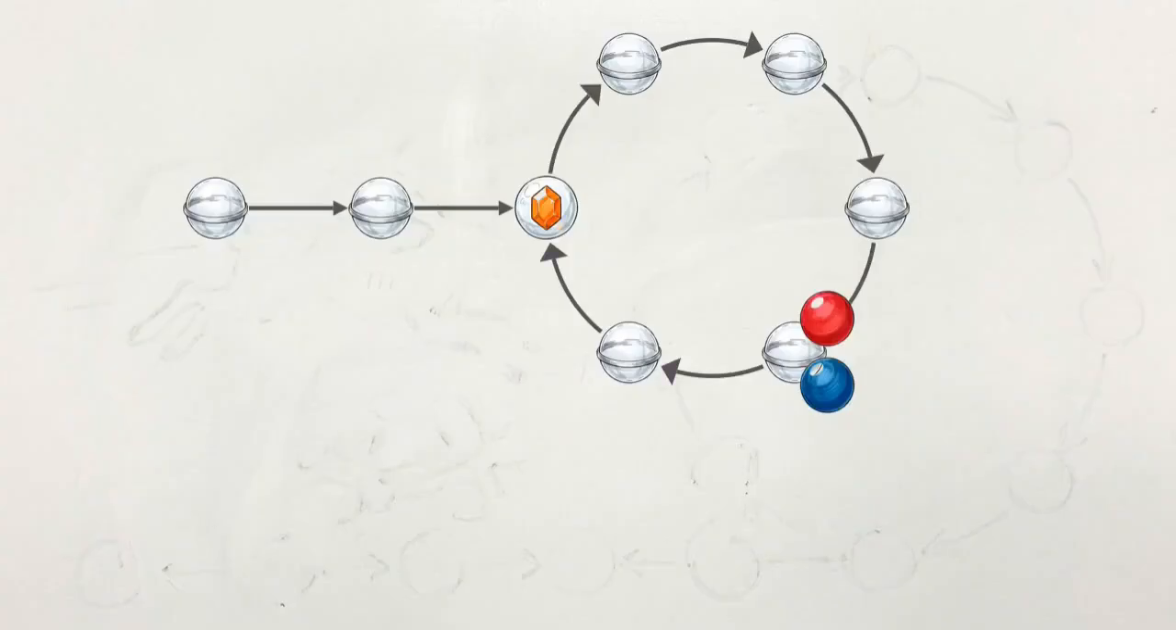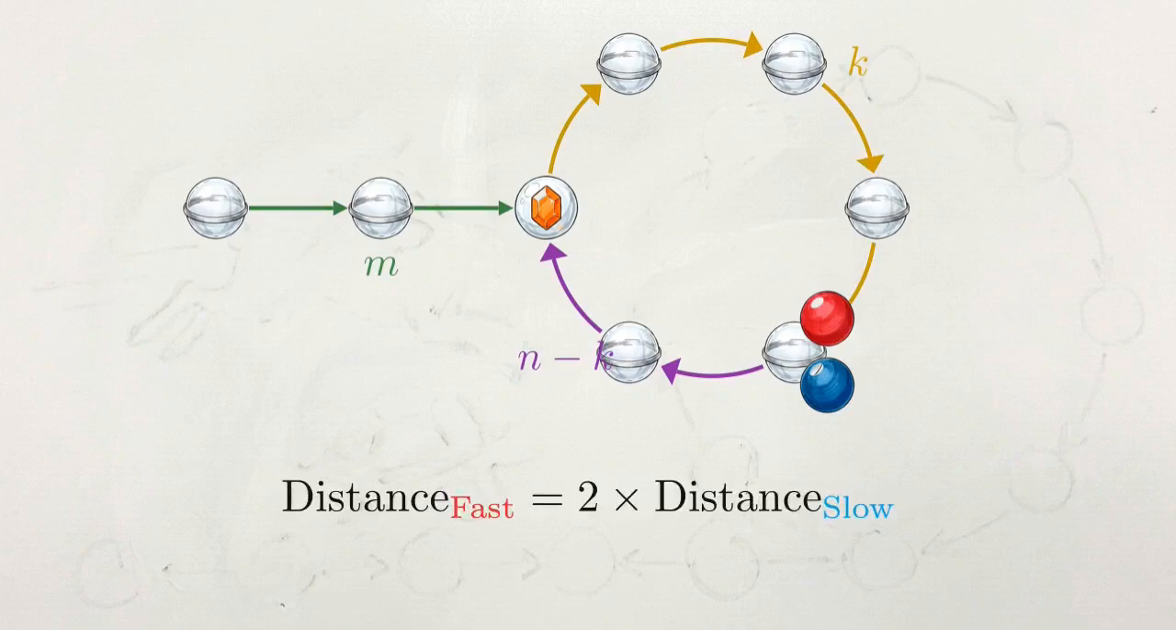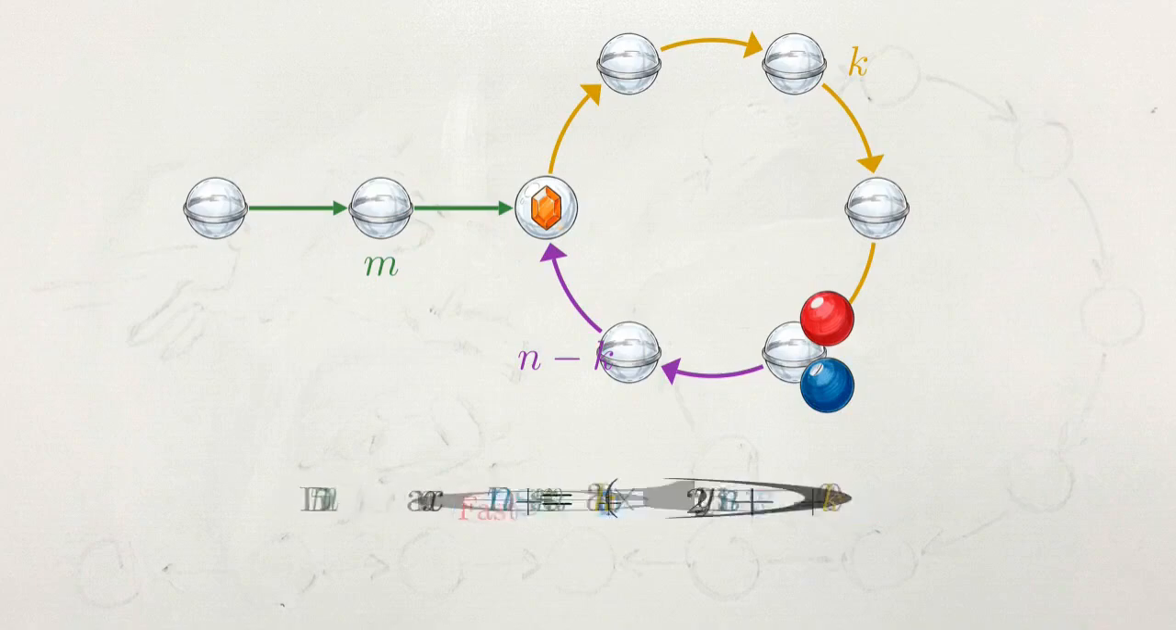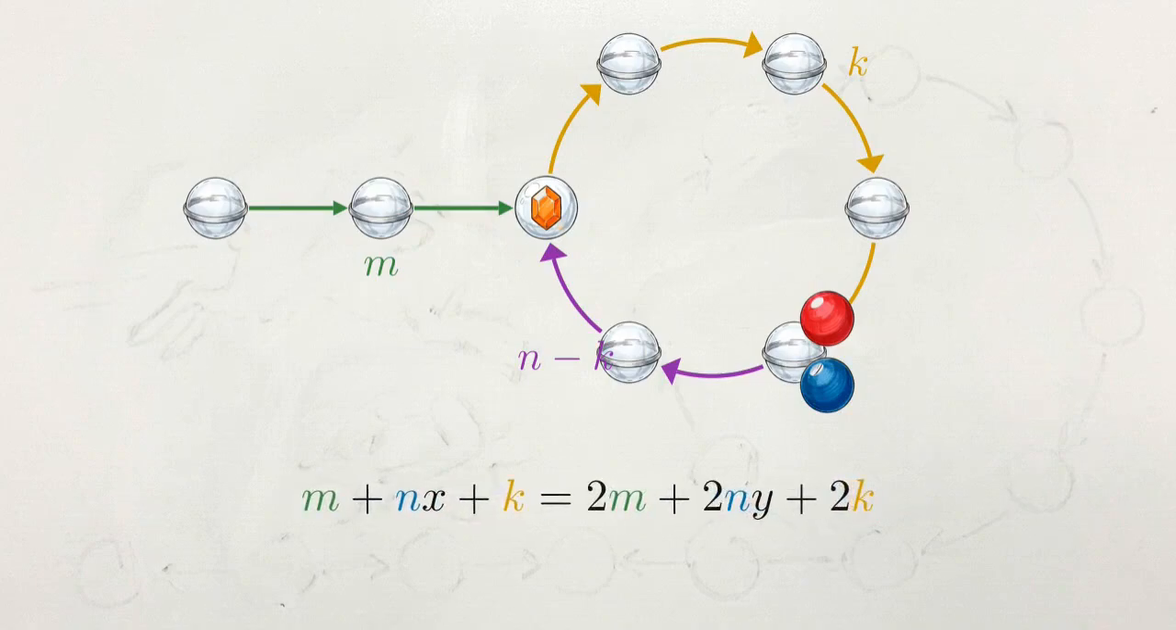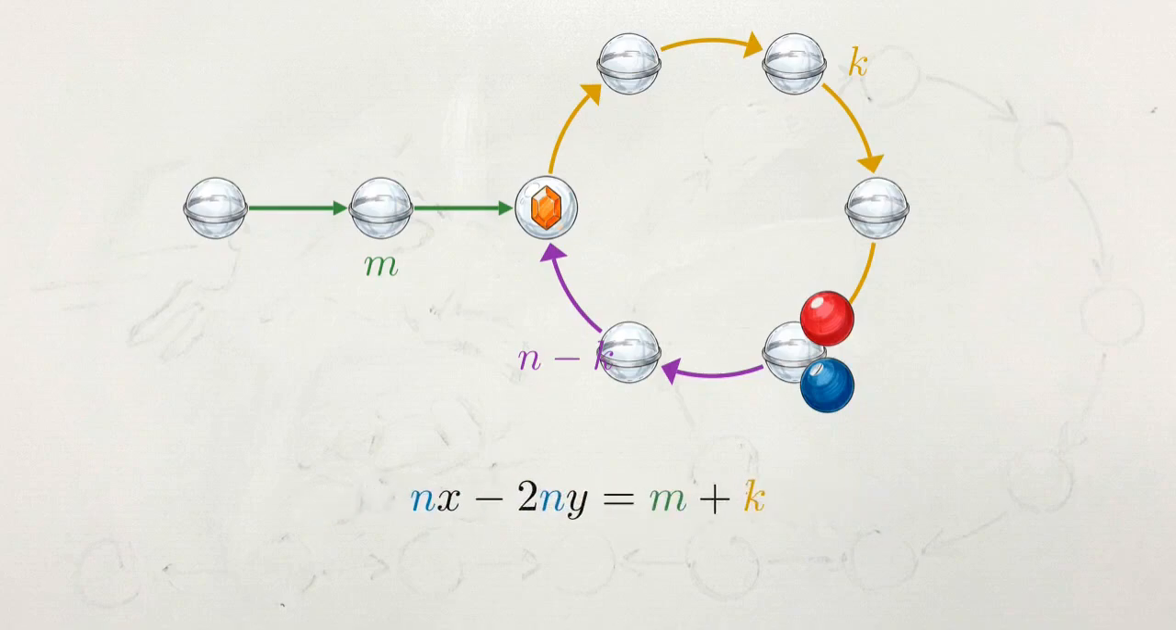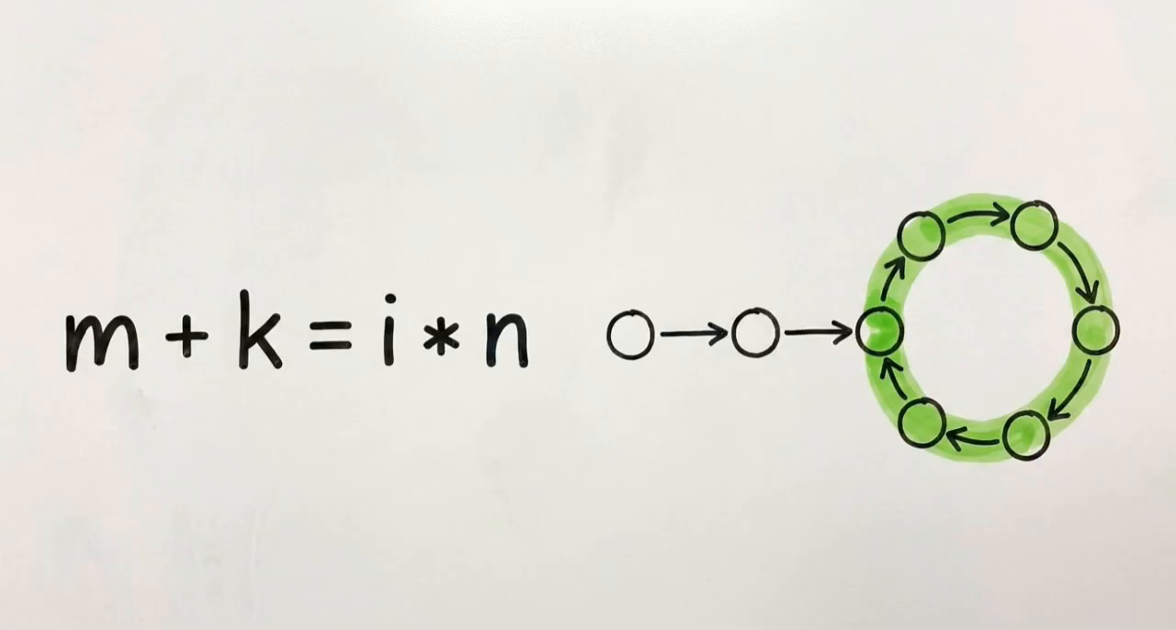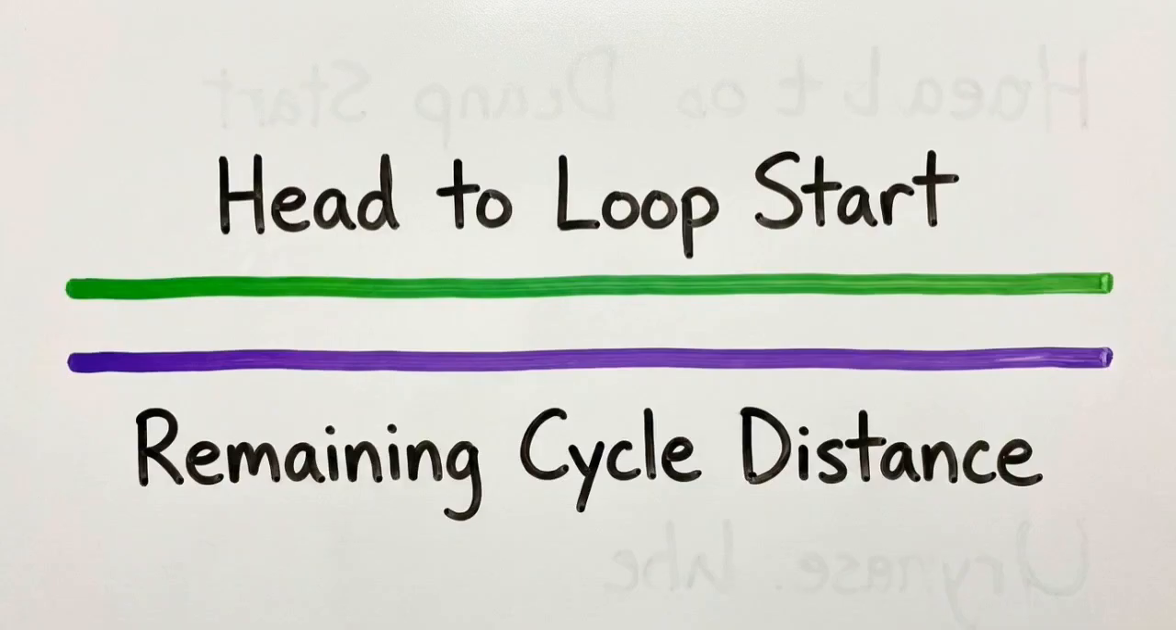To find where the loop begins, we freeze the pointers and map their spatial variables. Since the fast pointer traveled twice the slow pointer's distance, setting these paths equal and simplifying reveals that distance m plus k equals a multiple of cycle length n. Translated into plain English, this means the distance from the head to the loop start exactly equals the remaining distance required to finish the current cycle.